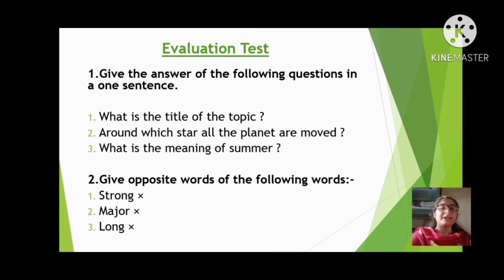The second question is, give opposite words of the following words. The first word is strong and the answer is weak. The second word is major and the answer is minor. The third word is long and the answer is short.